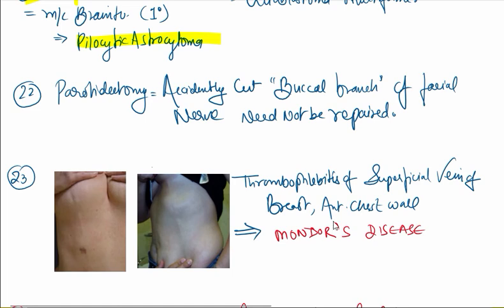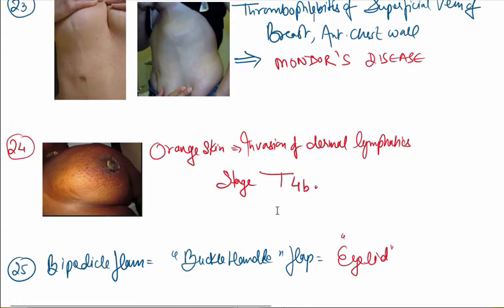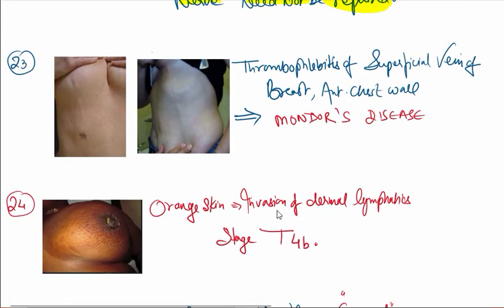Next one is during parotidectomy, the surgeon accidentally cut the buccal branch of the facial nerve, and that need not be repaired. So cutting of a buccal branch during parotidectomy, of course accidentally, doesn't require a repair. Next image, this is a thrombophlebitis of the superficial vein of the breast and anterior chest. This is known as Mondor disease.